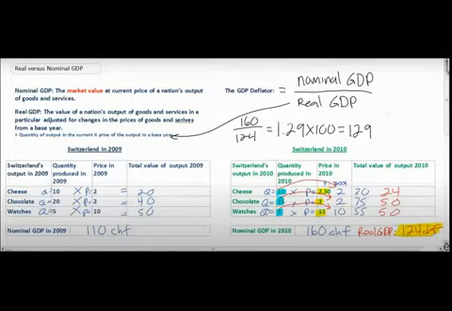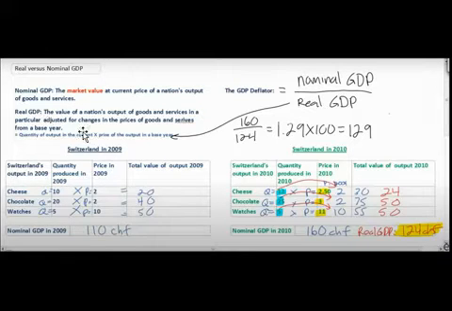Say for instance, meron tayong tatlong products na napoproduce within that particular year. Meron tayong cheese, meron tayong chocolate, at meron tayong watches. First, tingnan muna natin kung ano ba ibig sabihin ng nominal GDP. Nominal GDP, it is the market value at current price of a nation's output of goods and services. Okay? So, current price siya ng market value na yon.